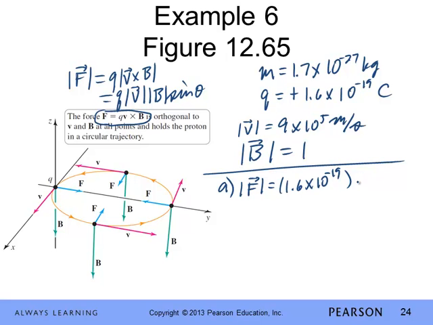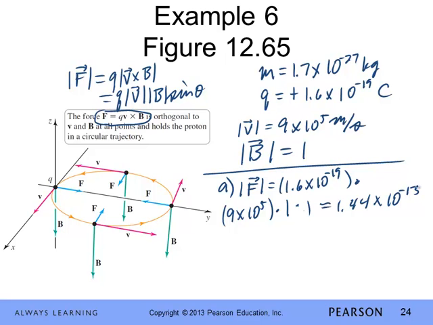So that's Q times the magnitude of V, which is 9 times 10 to the 5th power. So we're multiplying still here. Times the magnitude of B, which is 1, times the sine of the angle. And the sine of 90 degrees, because they are at 90 degrees to each other, is 1 as well. So it's just going to be 1.6 times 10 to the negative 19th power times 9 times 10 to the 5th power. And that works out to be about 1.44 times 10 to the negative 13th power.